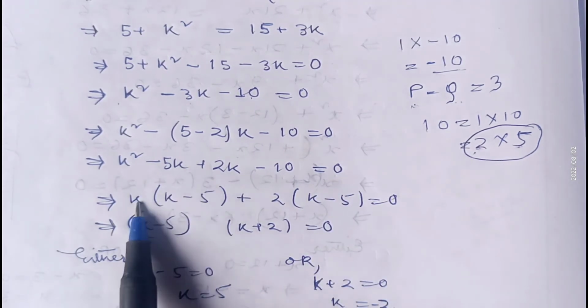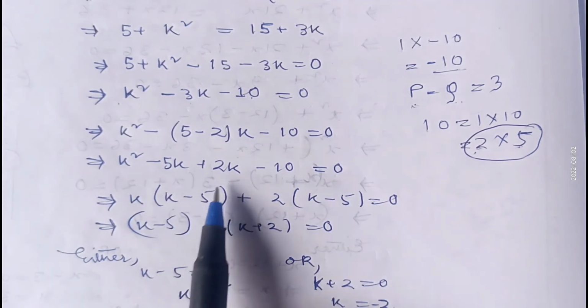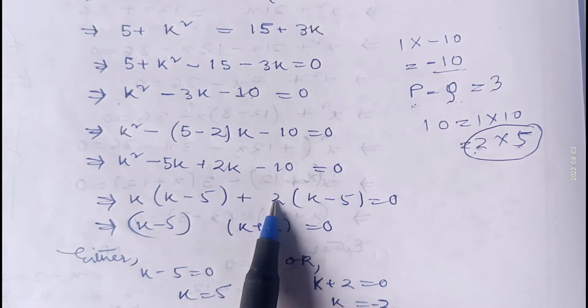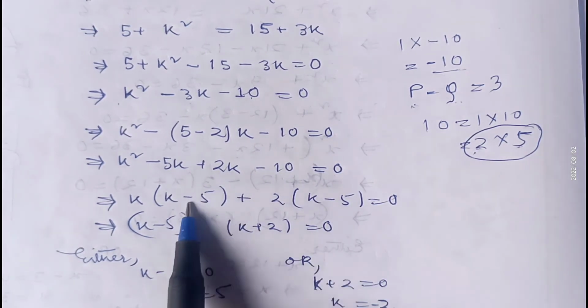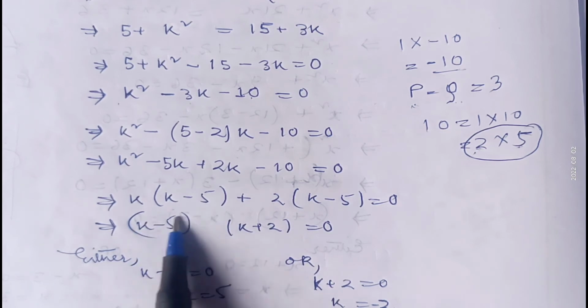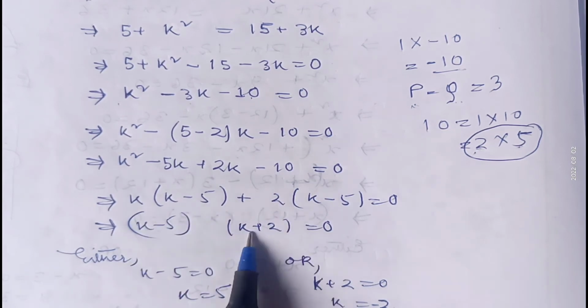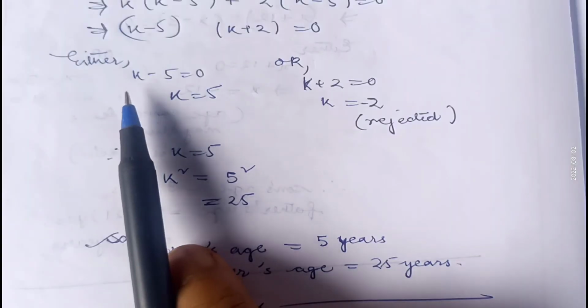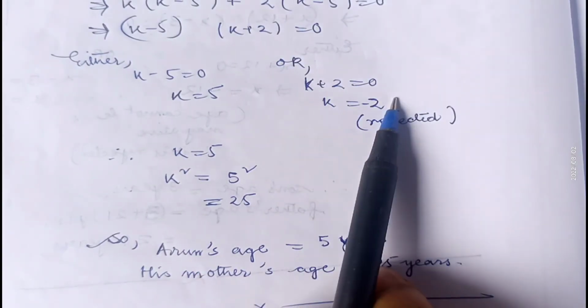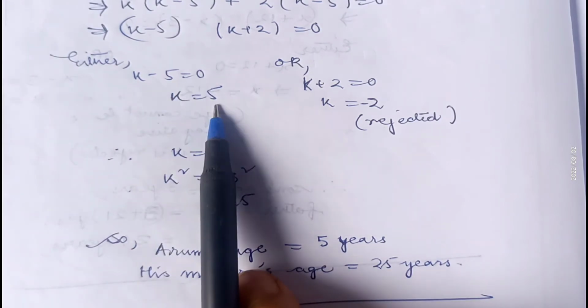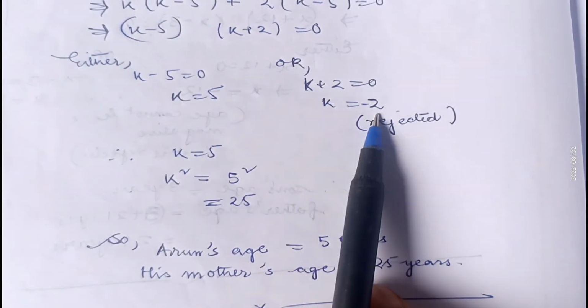From first two I can take k common. It will be k minus 5. From last two, 2 can be taken common. Then we are left with k minus 5. Again k minus 5 can be taken common. So we are left with k minus 5 into k plus 2 equals 0. So either k minus 5 equals 0 or k plus 2 equals 0. From here k equals 5 and from here k equals minus 2.